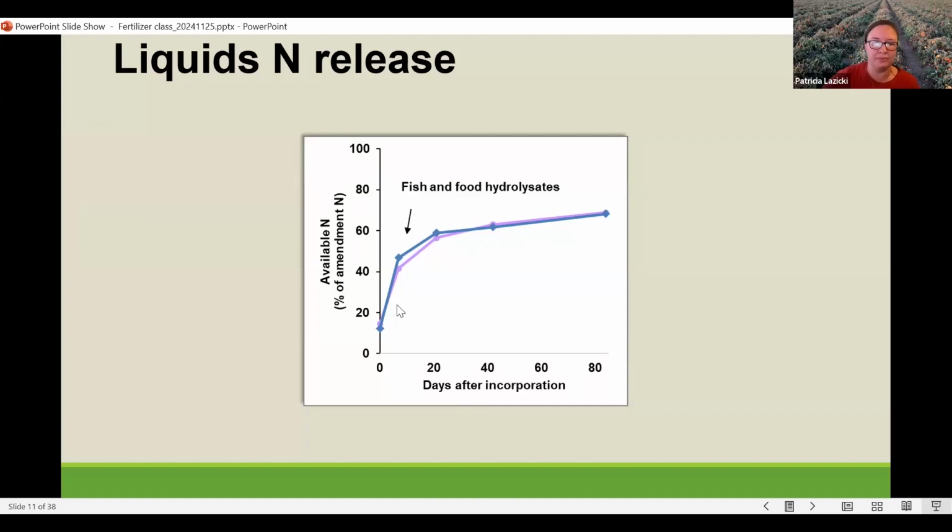And that's what we found when we incubated them. A fair amount was initially available, and then most of what they were going to release, they'd released within the first week, and almost everything within the first 3 weeks. We found in our experiment, we tested fish hydrolysates and food hydrolysates. We found around 60 to 70% was available. When you look at the literature, you sometimes see up to 100%, and it's probable with our experiment, we tested pretty high rates, and that may have slowed them down a bit.